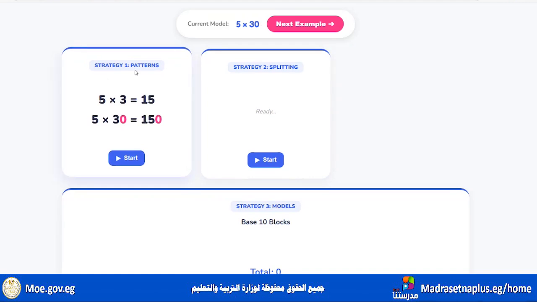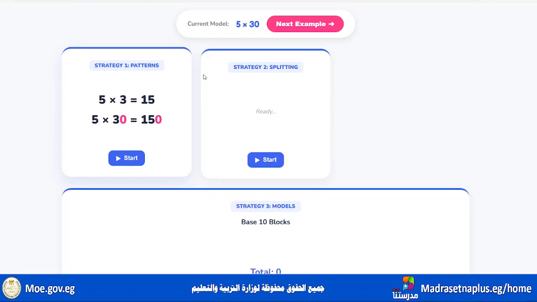First strategy, patterns. The basic fact is 5 times 3. 5 times 3 equals 15. What about 5 times 30? It will be 150. 5 times 3 equals 15, so 5 times 30 will be 150. What about 5 times 300, 3,000, and so on?